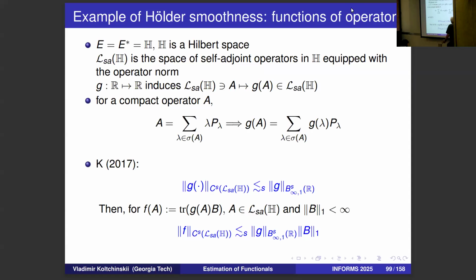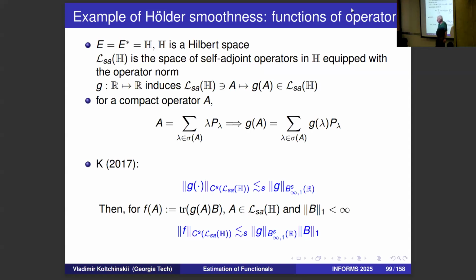So in the case of Hilbert space, the Hilbert space is equal to its dual. So the covariance operator will be a self-adjoint operator acting in Hilbert space. So we have the space of self-adjoint operators equipped with the operator norm. Then the most natural example of a function of an operator, not even a real valued functional, but a mapping that maps operators to operators, that is commonly used, would be this mapping, okay?